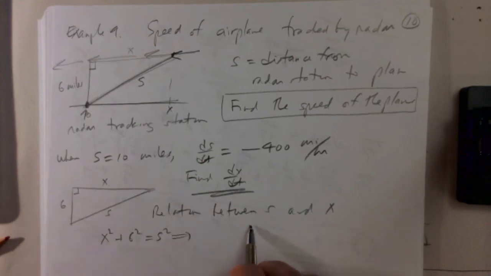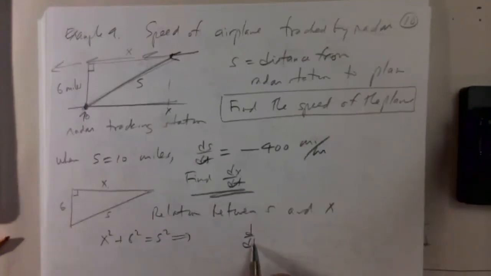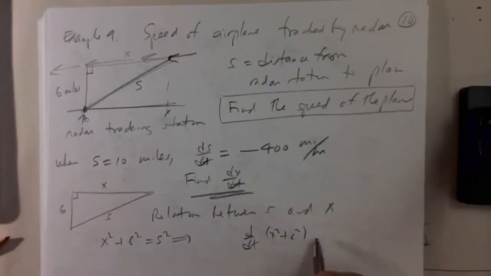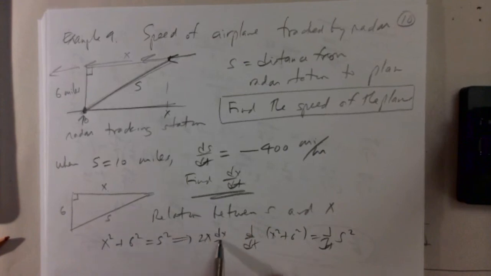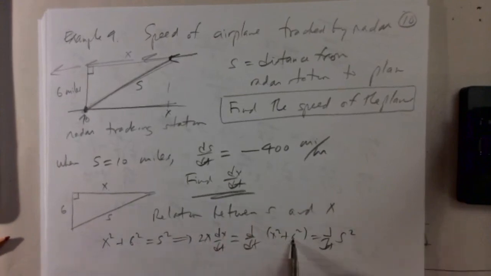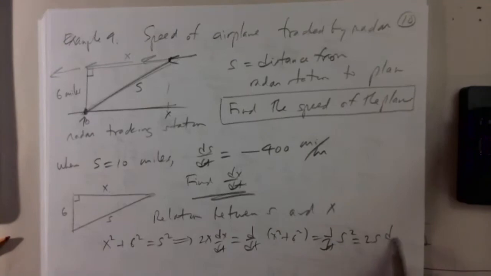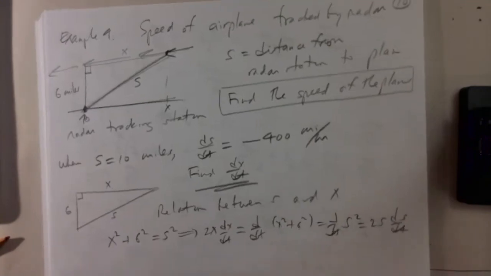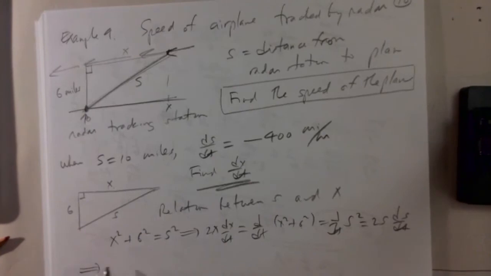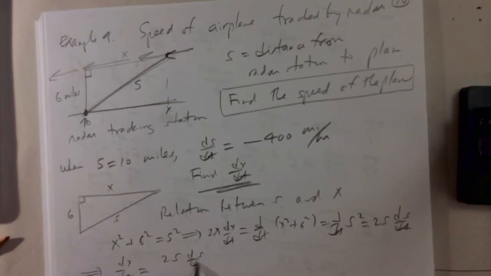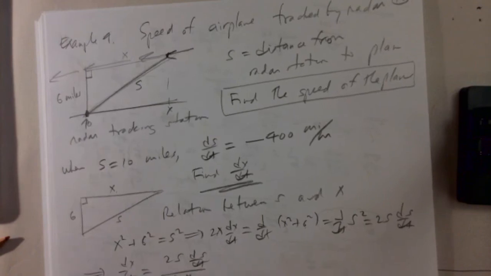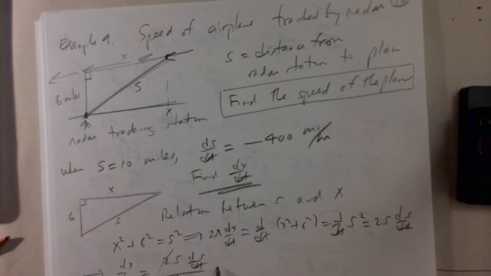So if you differentiate both sides of this equation with respect to t, the derivative of x squared with respect to t is 2x dx/dt. The derivative of a constant is 0. The derivative of s squared is 2s ds/dt. So what this says is that dx/dt is equal to 2s ds/dt divided by 2x, and the 2's cancel.